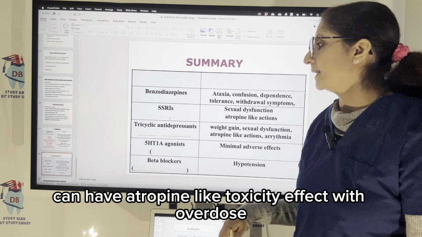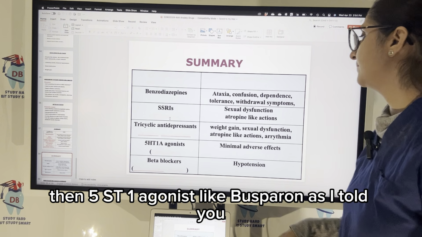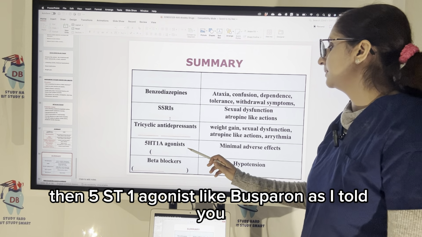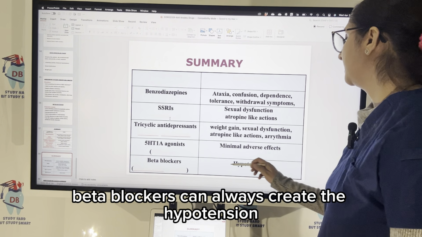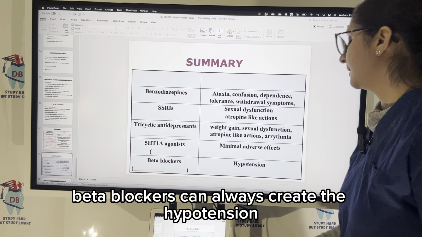However, the adverse effects with all these benzos: ataxia, confusion, dependence, tolerance and withdrawal symptoms. SSRIs can have atropine-like toxicity effect with overdose. Then 5-HT1A agonists like Buspirone, as I told you, have minimal adverse effects. Beta blockers can always create hypotension.